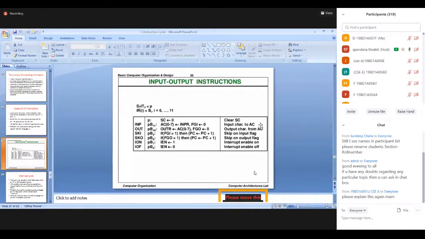When will it happen? When FGO equal to 1, then only from the accumulator output characters can be placed into the OUTR register. From the accumulator, you can move the lower 8 bits to OUTR register, and once this is done, you can set FGO to 0, because this will happen when FGO equal to 1.